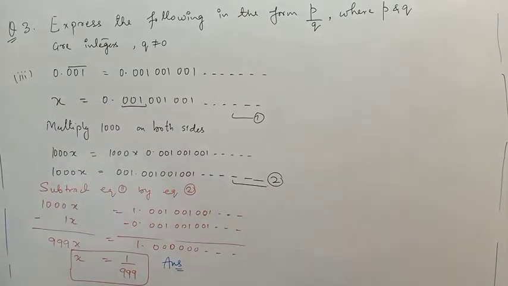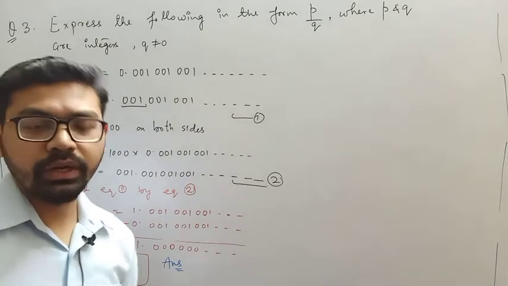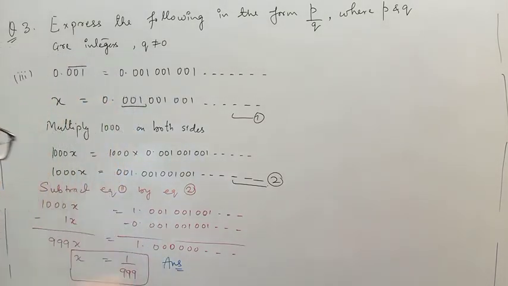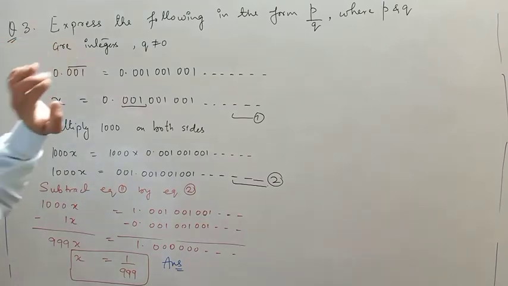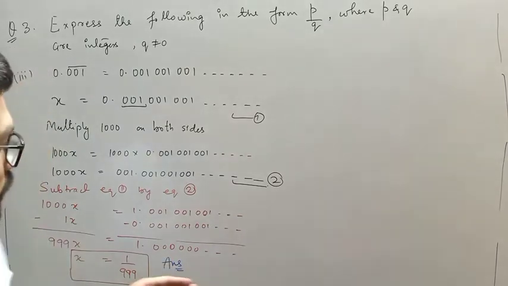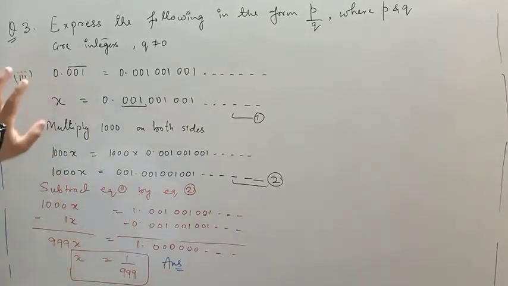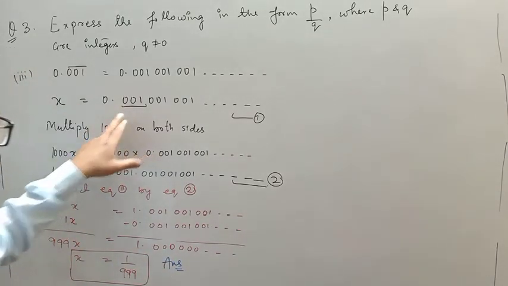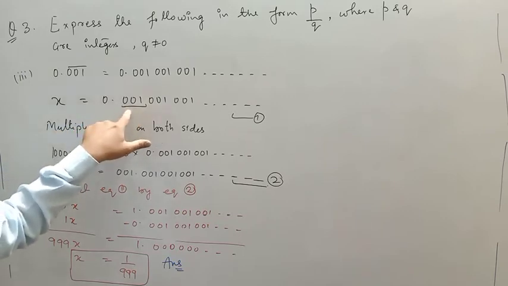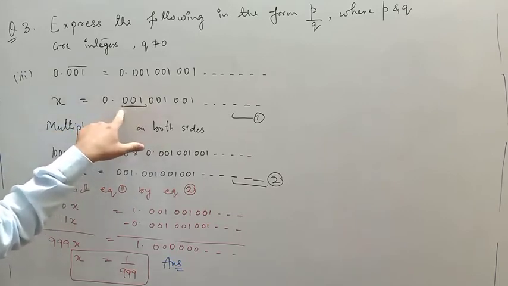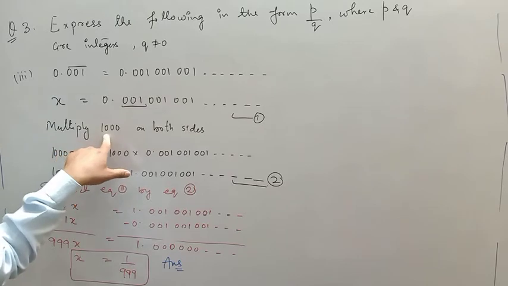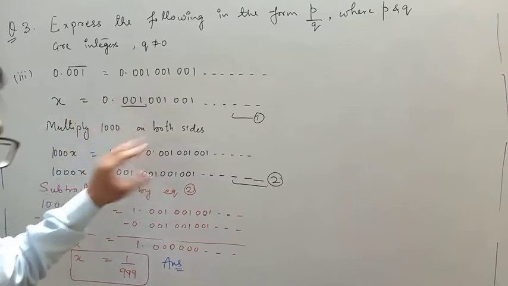I think this thing is also clear to you. And if you have any doubt, you can ask me in the later classes or in the Zoom classes, right? So the given question is 0.001 bar. We need to represent this in the form of p upon q. So let's say this is equals to x, because 001 is the repeating unit. So 1, 2, 3. So I just multiply with 1000 on both sides.